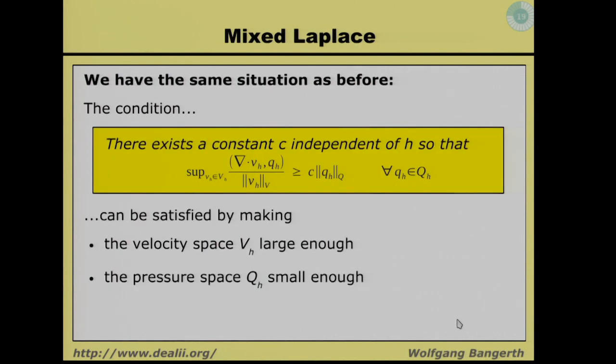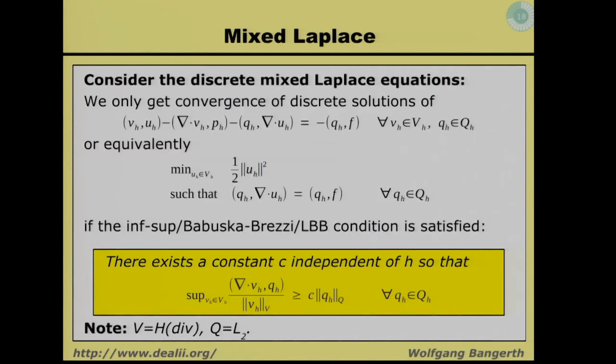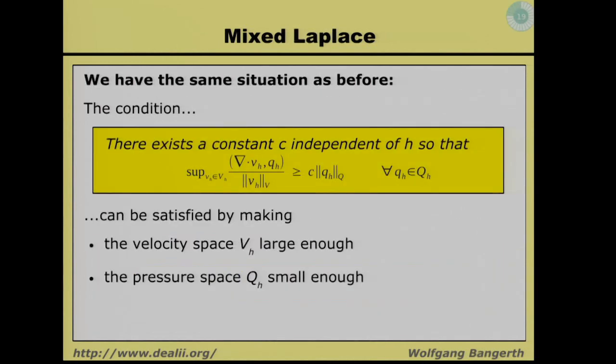So I can look at what the corresponding inf-sup condition would be in this case, and the inf-sup condition looks very similar to before, except that my spaces are slightly different. So V is now H(div) and not H1. But this is the condition, and I will be in exactly the same situation, that I need to choose the velocity space large enough to satisfy this, or I need to choose the pressure space small enough. So I cannot choose the velocity and the pressure spaces independently for the mixed Laplace. I have a coupling condition that requires me to choose them in concert.